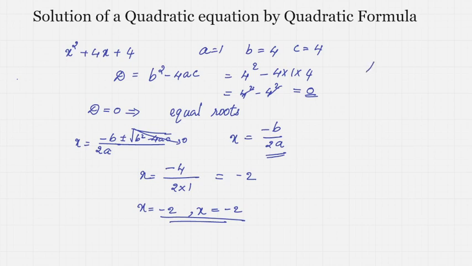So we learned that if d is greater than 0, we will have real and distinct roots, and if d is equal to 0, we have equal roots.